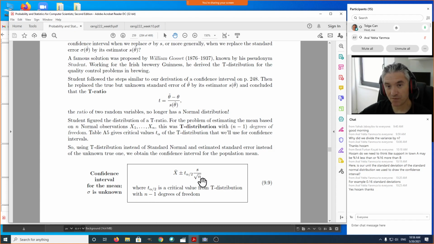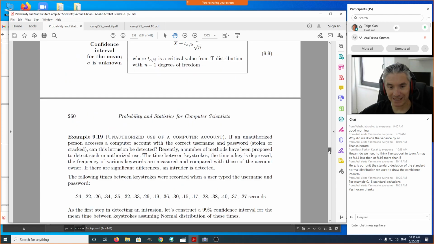We didn't do that for the Z table, right? Z has only one parameter, which is alpha over 2. For example, z 0.025 is 1.96. That's fixed regardless of your sample size. Here, the t value also changes. So this t value that we are going to be using here is going to change by sample size. We are going to use sample size minus 1 as our degrees of freedom.